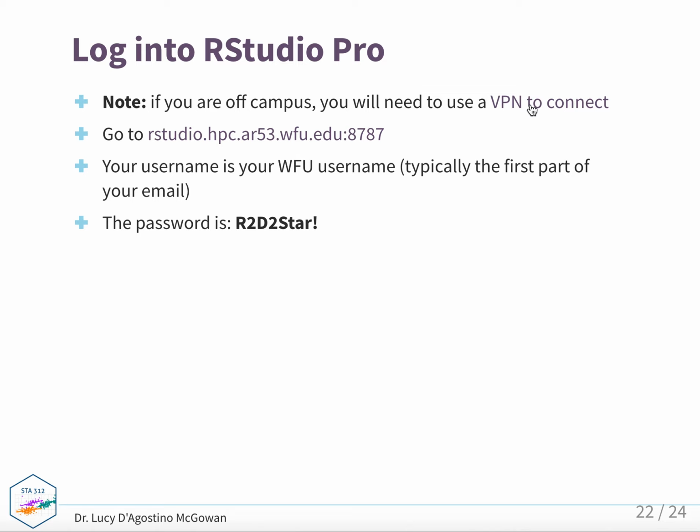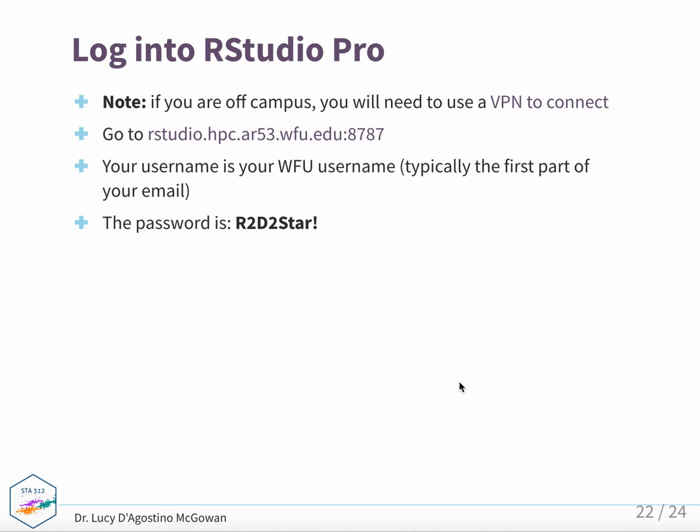Once you've done that, you can click on this link, rstudio.hpc.ar53.wfu.edu:8787, and that will bring you to our RStudio server. Your username is going to be your Wake Forest username, which is typically the first part of your email, and the password is R2D2 star.